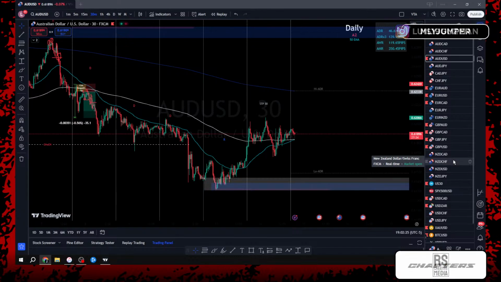A lot of these pairs have just been consolidating. Some of them did give us the breaker structure that we want to see. Some of them do seem like they want to give us continuation. So we'll be looking at these trades, and we'll be looking at these pairs for the rest of the week. We should find some entries.